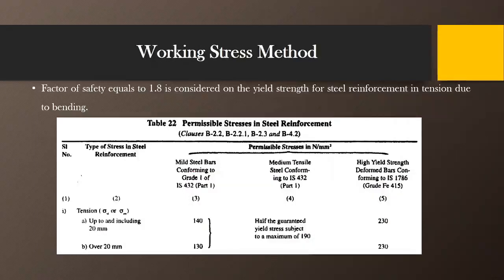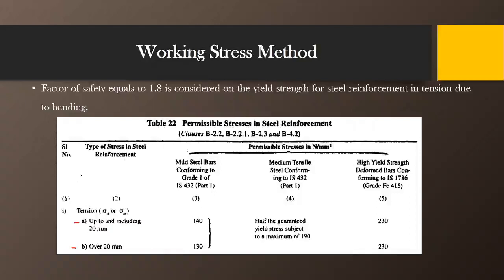So for this again we are going to refer to table number 22, which gives the permissible stresses in steel reinforcement. In column number 1, they have given the types of stresses in reinforcement. We have considered only one case here. You can go through the remaining table afterwards. So first case is for tension, and in that again two sub cases. That is, first for the bars which have diameter up to 20 mm and the bars which have diameter more than 20 mm. These two cases are given. So here we'll get the permissible stresses in steel in tension, sigma st.